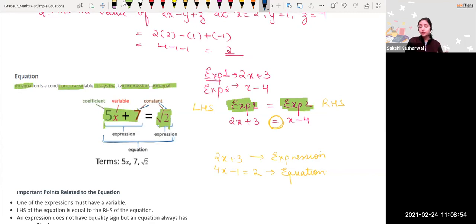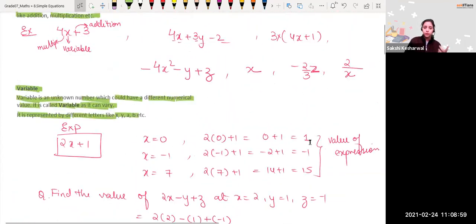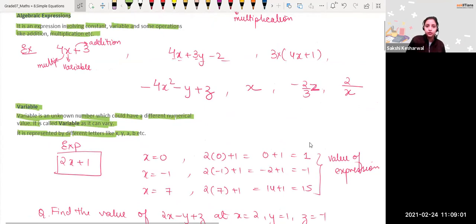How many terms are there? Let's have a discussion here. Terms means, how many terms does this expression have? If you see, it will have 1, 2, 3 terms. How many terms will this expression have? Only one term. And this one? It will have two terms, 1 and 2.